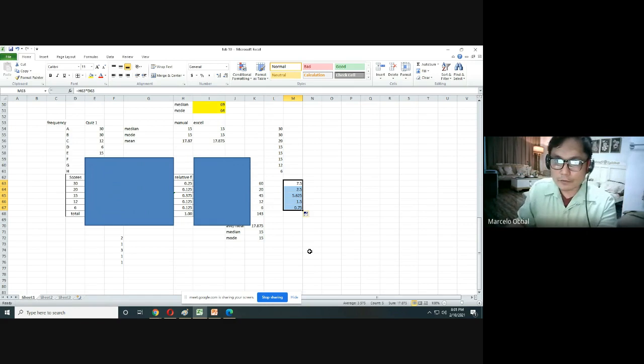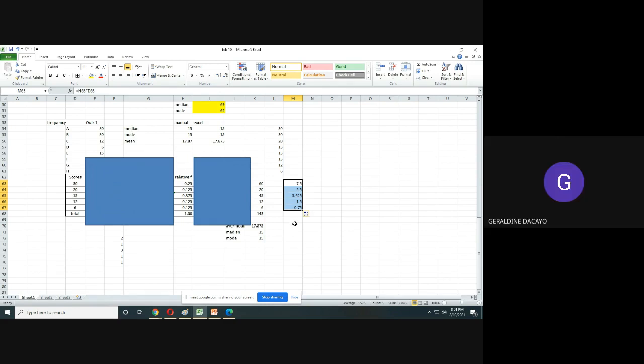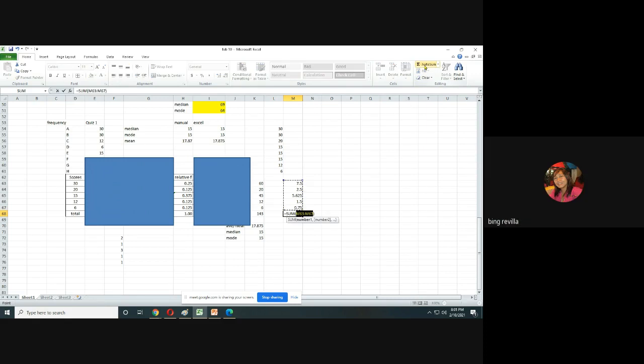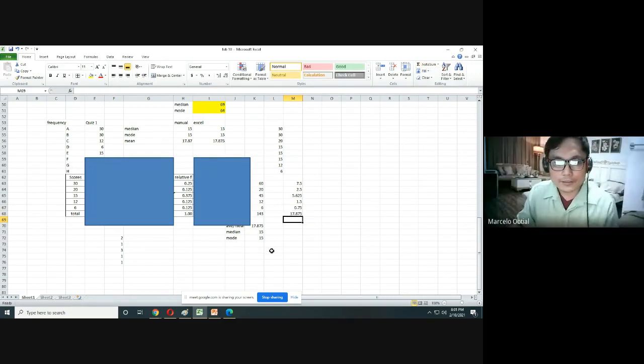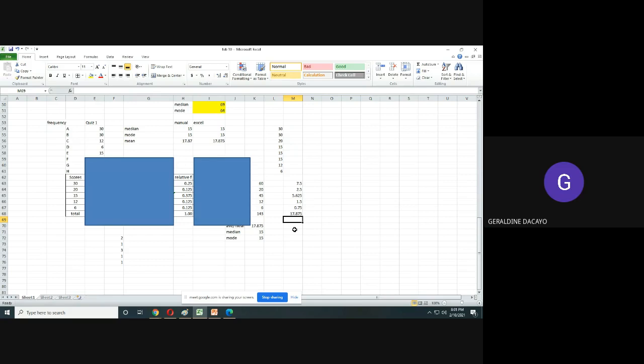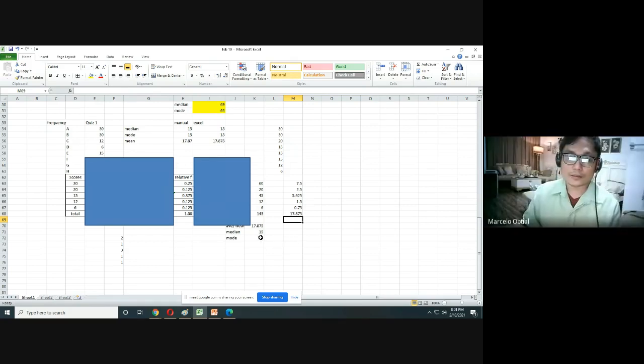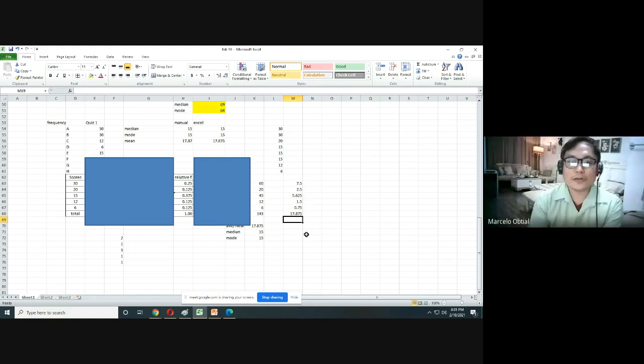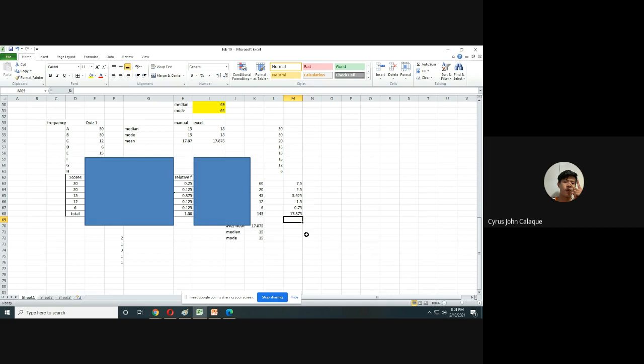So, after nyan, anong gagawin natin? Plus. Simply add. Okay? Very good. Add lang natin. And that is the average. Okay? Next, how to get 15? May idea ba tayo paano kuha ng 15? Yes, sir. The higher relative frequency.